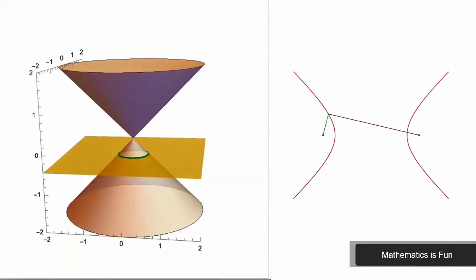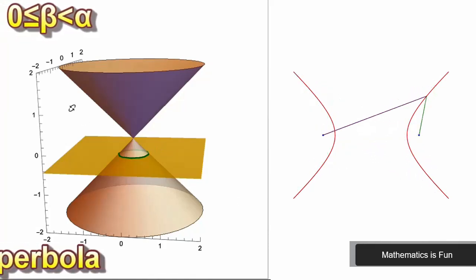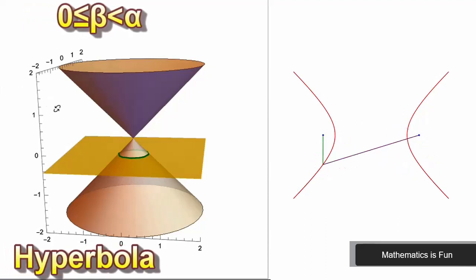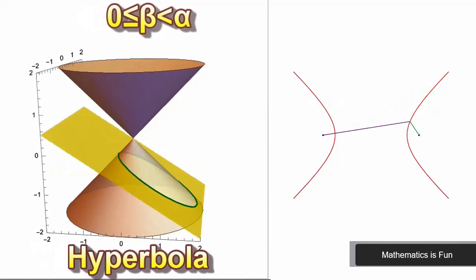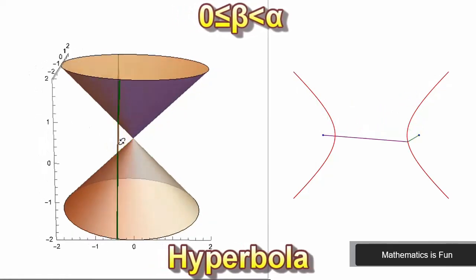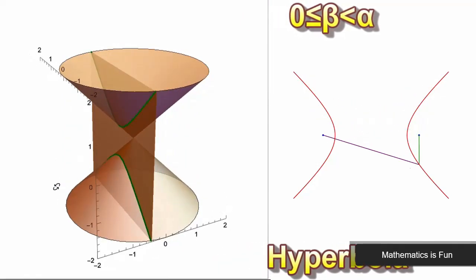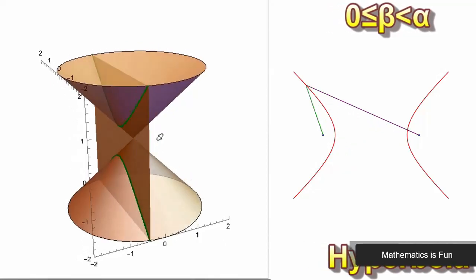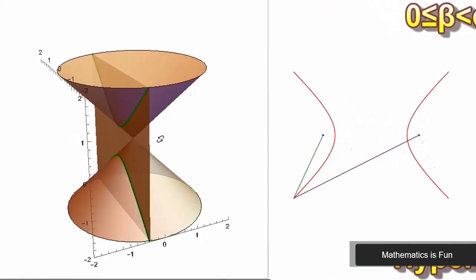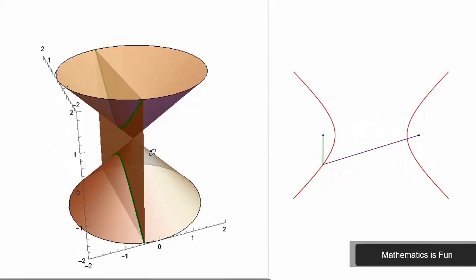Right, if here I take the angle beta equal to 0 or between 0 and alpha, then what would be the cross section of the cone? Let's get the angle 0. Angle 0 means the plane should be vertical. Let's get the plane vertical. This is a vertical plane. So you can see here, it is very understandable and transparent that the cross section here is a hyperbola. So if beta is 0 or between 0 and alpha, then the cross section would be a hyperbola.